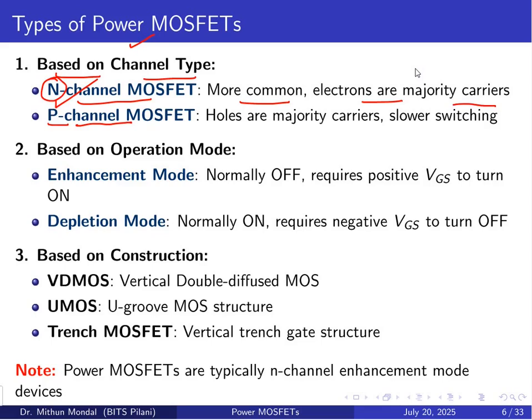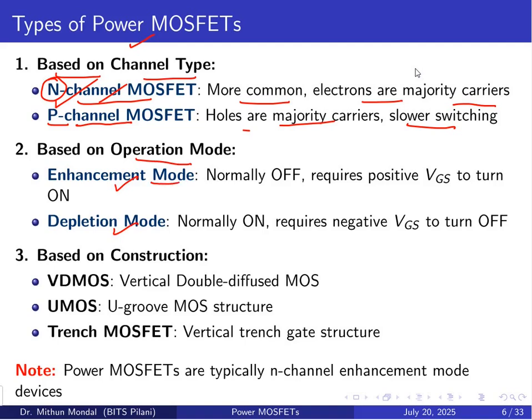P, which stands for holes, are the majority carriers here, and they have the slower switching. So generally we use N-channel MOSFET. When we divide the power MOSFET based on the operation mode, you have the enhancement mode and depletion mode.